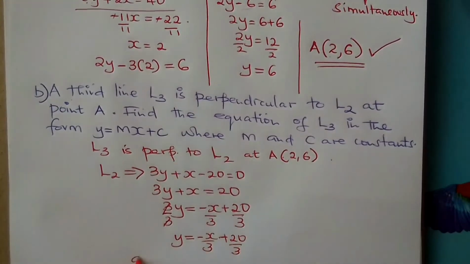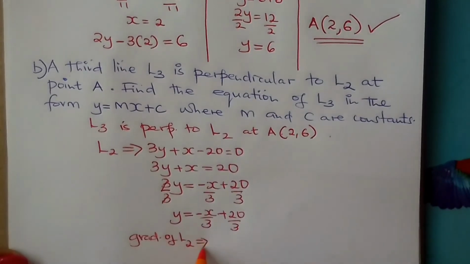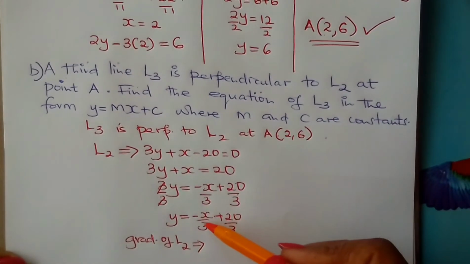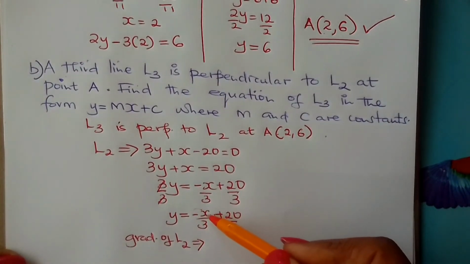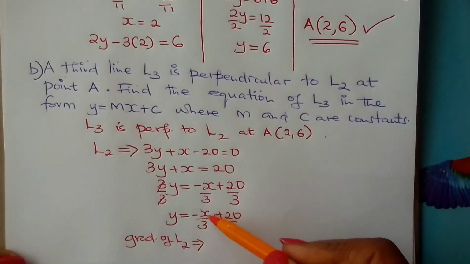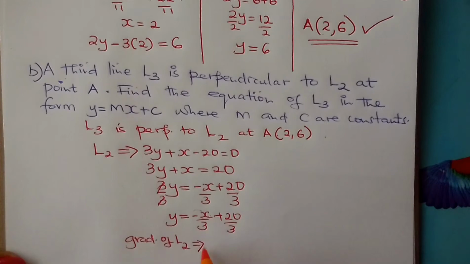And therefore, learner, what is the gradient of our L2? What is the gradient of L2? It normally refers to the coefficient of x, the number that is multiplying the x after making y the subject of the formula. So the coefficient of x is -1/3.